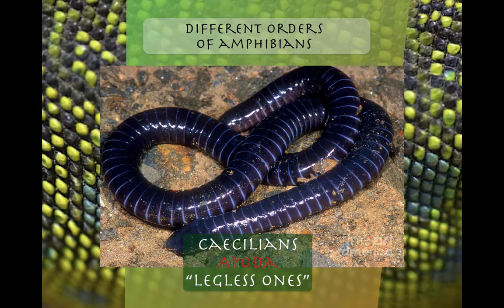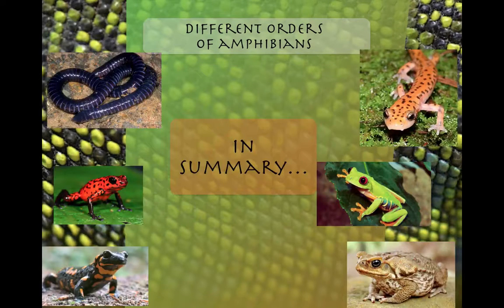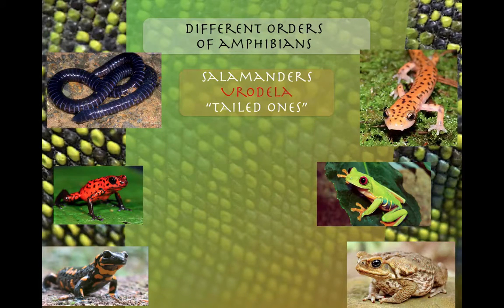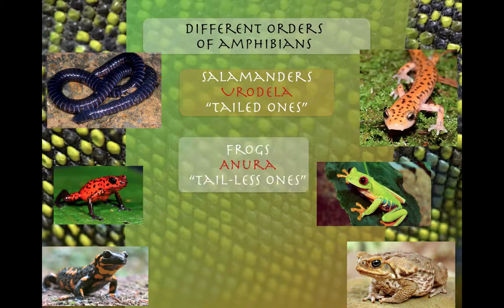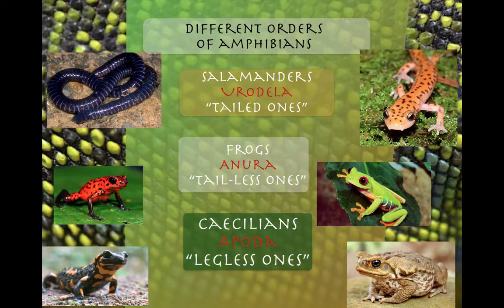And they resemble earthworms, segmented worms in their appearance, but they're actually reptiles. They're nearly blind. They spend most of their time burrowed underground. So in summary, here are the three different orders: your tailed ones, your salamanders, your Urodela; Anuria, your frogs, your tailless ones; and then finally your caecilians, Apoda, your legless ones.